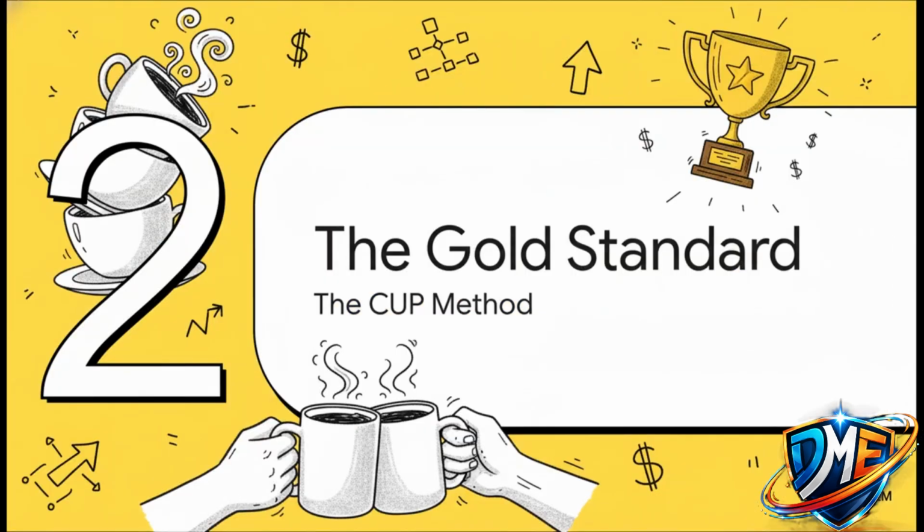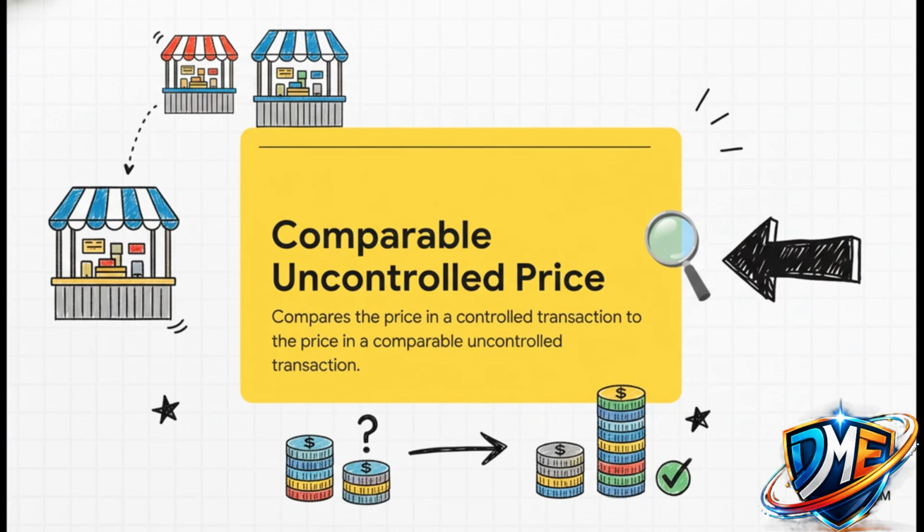So let's start at the very top of that list with the most direct, most preferred tool in the entire kit, the CUP method. The comparable uncontrolled price method, we just call it CUP, is beautifully simple. It asks a really basic question. Can we find a deal for the same or a very similar product happening out there between 2 totally independent companies? If the answer is yes, then the price from that deal becomes our benchmark. That's our arm's length price. It's truly the most direct comparison you can possibly make.